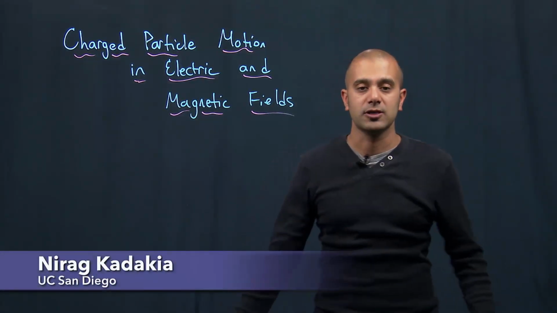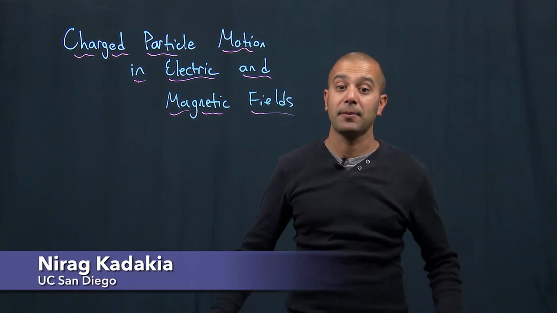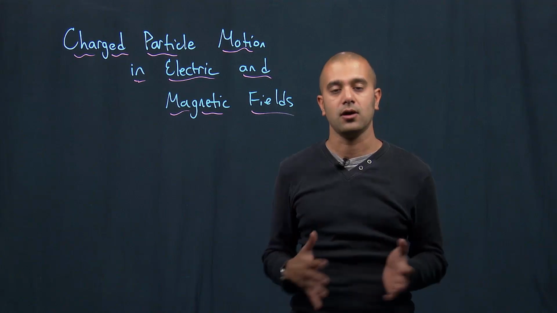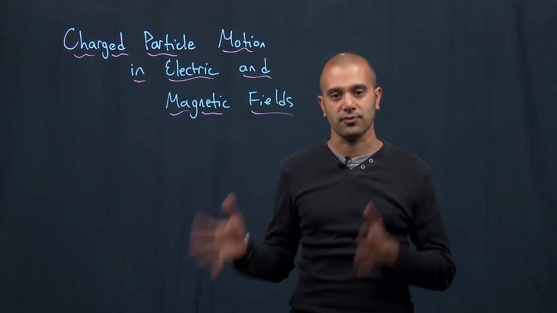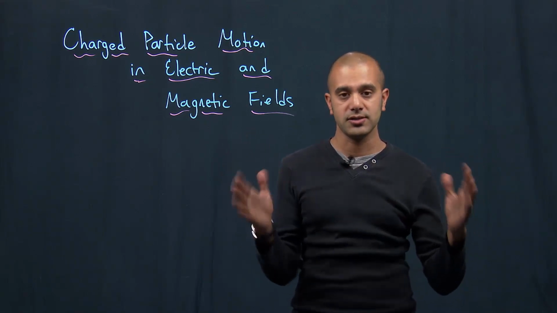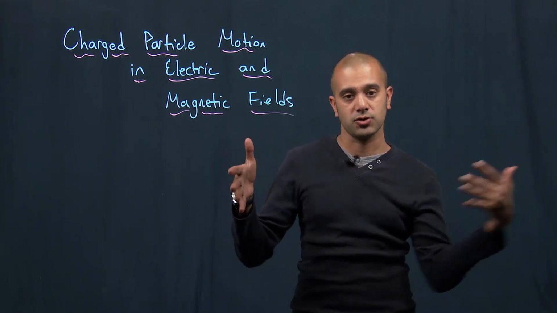In today's problem, we'll be exploring charged particle motion in electric and magnetic fields. This is something you've seen in everyday life, maybe long ago in the past when we had televisions before flat screens and before plasma screens. They had these old larger televisions, which were basically just boxes in which electrons were shooting down.